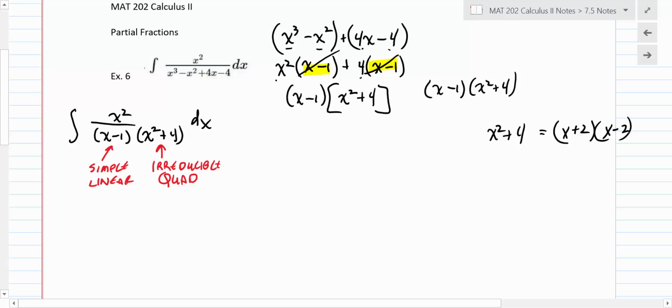Is everybody on top of that? I hope so, okay, because it doesn't check, right? Okay, that's an irreducible. I see students do that in all levels, so don't do that. Don't make that mistake. Okay, now what we're going to do is we have x squared over x minus 1, x squared plus 4, and we're going to set this up like this.